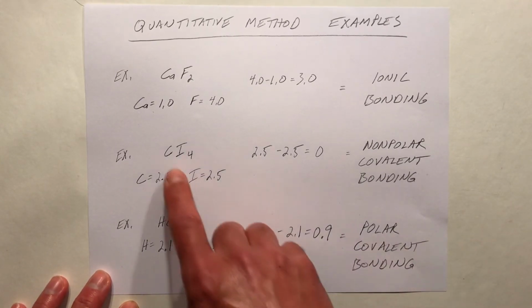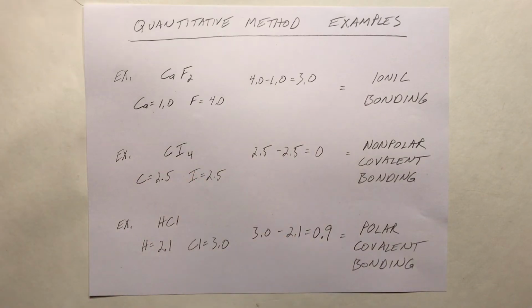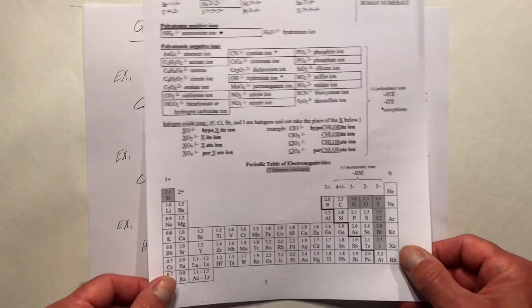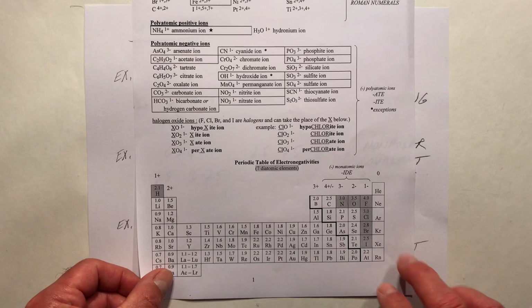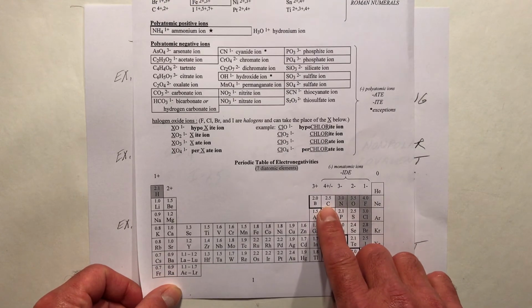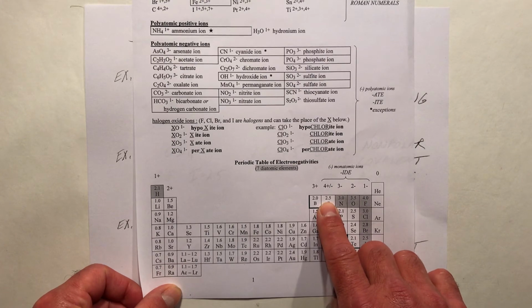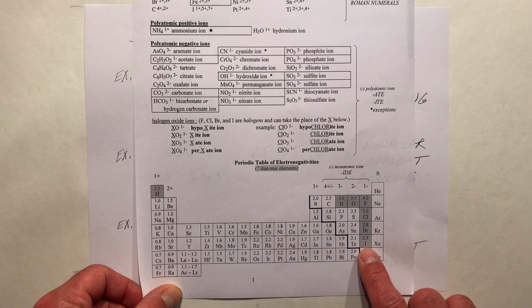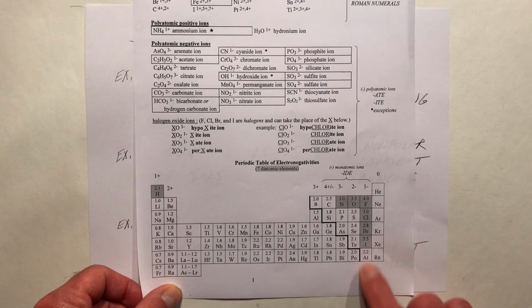All right, let's consider CI4. Now I know that there are 4 iodines, but carbon will be bonding to each of those iodines with a different bond. So here we have carbon with a 2.5 electronegativity, and iodine, I, also has a 2.5 electronegativity.